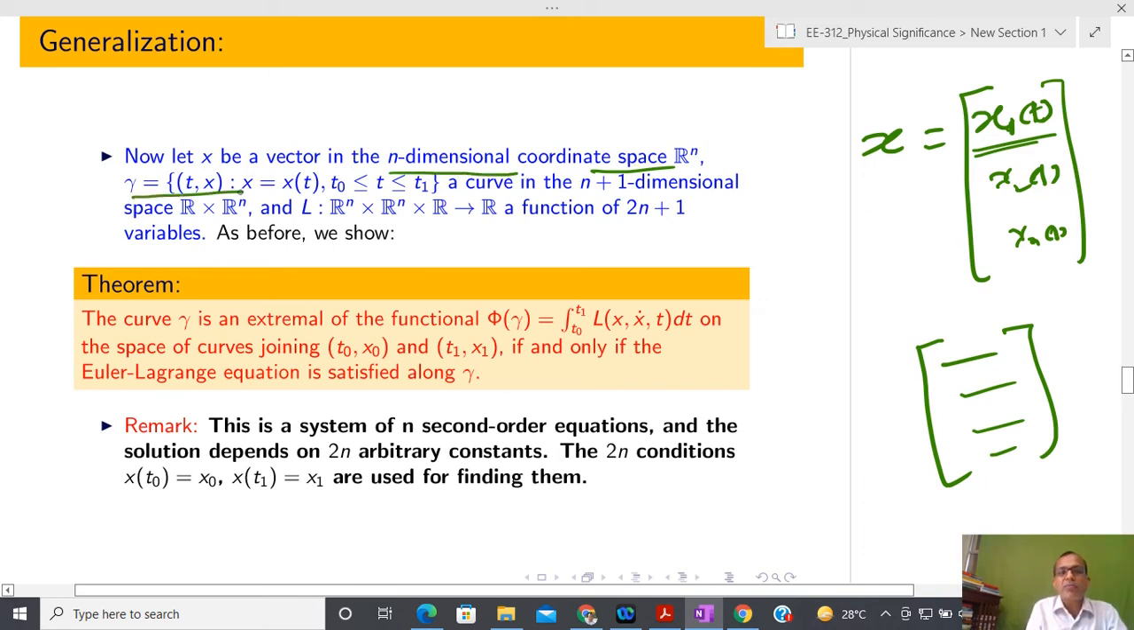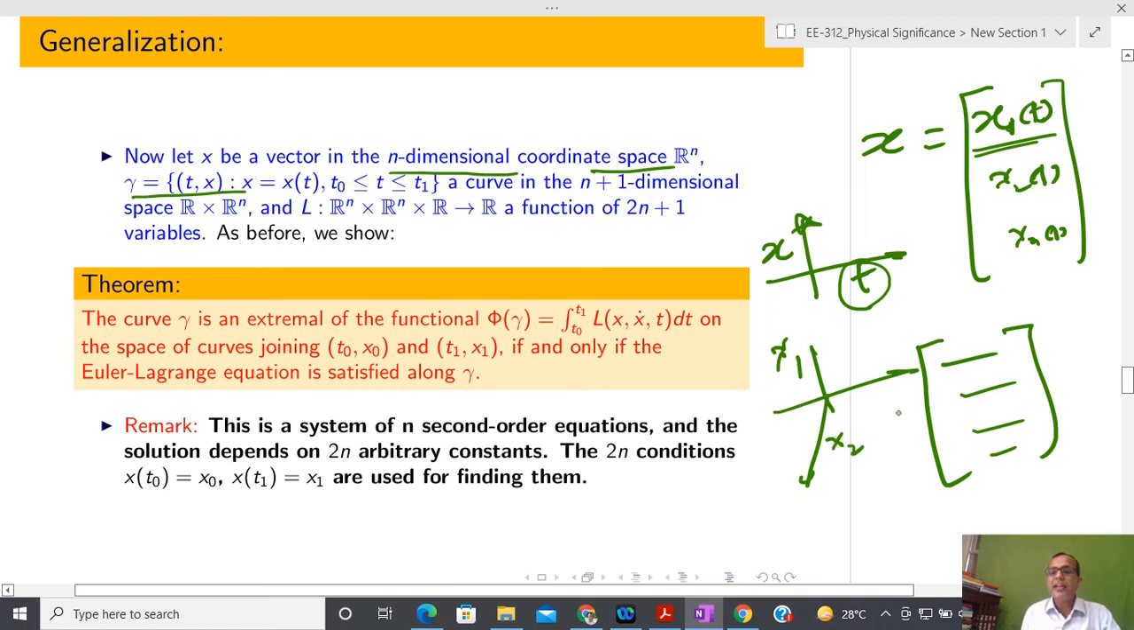So now let x be a vector in n-dimensional coordinate space, and I have some kind of curve in higher dimensional space. So I have n plus 1 dimensions. Why n plus 1? We have just seen that if I have a curve x, one independent variable is required. Due to the extra addition of one independent variable, if I talk about x, then it finally comes into two dimensions. Suppose you have two dimensions x1 and x2, then again one extra independent variable, time, comes into the picture. Due to that reason the dimension is n plus 1.